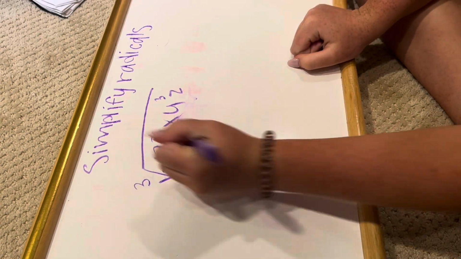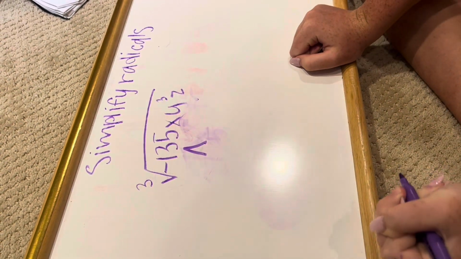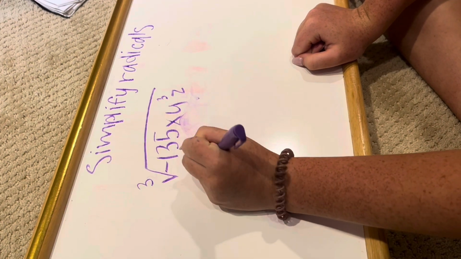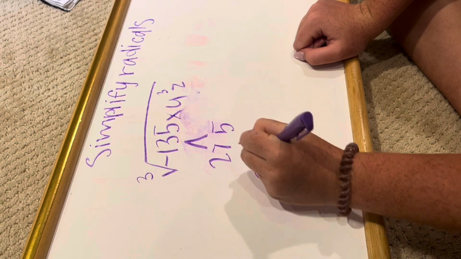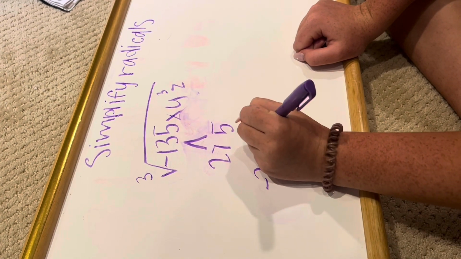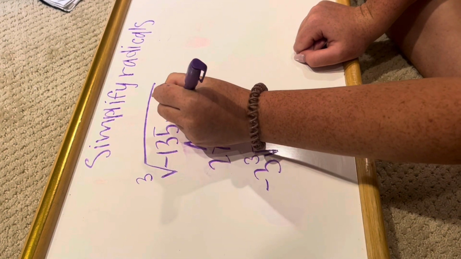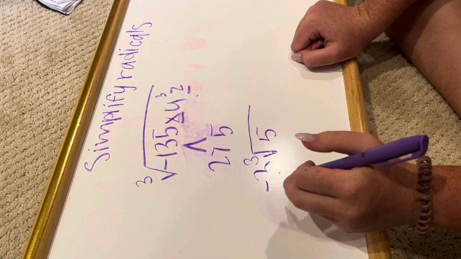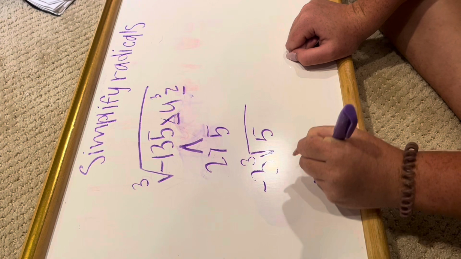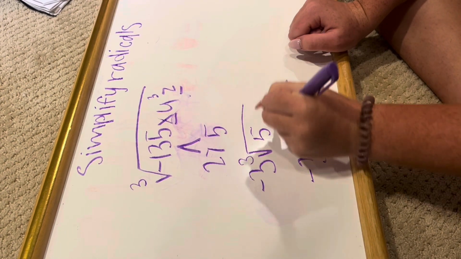The first step is to find which perfect cube goes into negative 135. The answer is 27 and 5. This means that we'll write negative 3 cubed root 5. Each group of 3 goes on the left, which means that x and z go on the right and y will stay to the left. This makes our answer negative 3y cubed root 5xz.